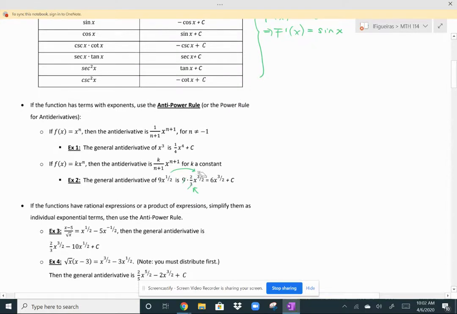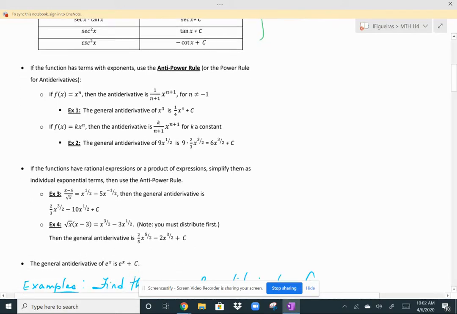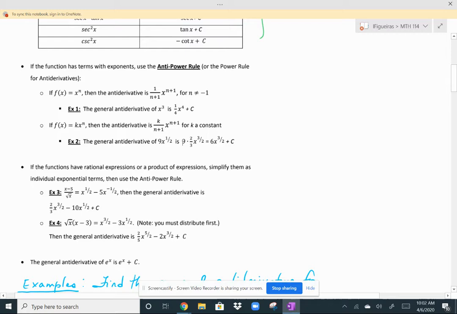If you have a rational expression where you have something in the numerator and a single term in the denominator, or you have a product of expressions, then you have to simplify them first before you can apply the anti-power rule. Remember, there is no anti-quotient rule. There is no anti-product rule. So here I have a rational expression, a quotient of two terms on top and a variable expression on the bottom.